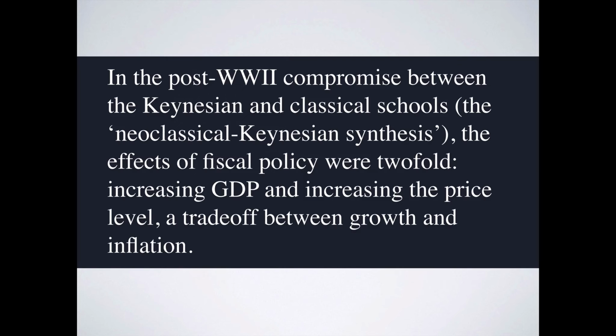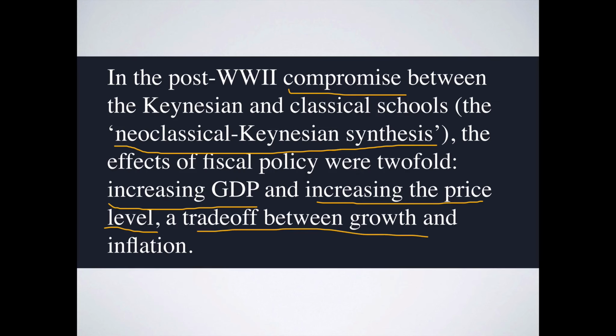Now, in the post-World War II compromise between the Keynesian and the classical schools, known as the neoclassical Keynesian synthesis, fancy phrase there, the effects of fiscal policy were twofold. On the one hand you had increasing GDP, that's the compromise to the Keynesians, and on the other hand you had an increase in the price level, that's the compromise to the classical position. So that means there's now a trade-off between growth and inflation that has to be reckoned with, or we're going to get both of those things.